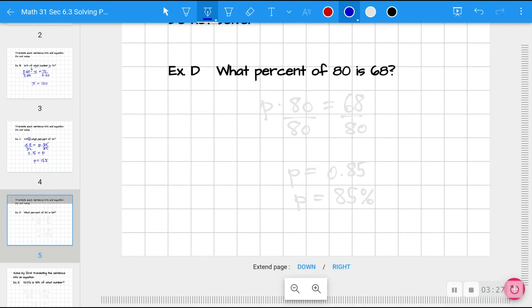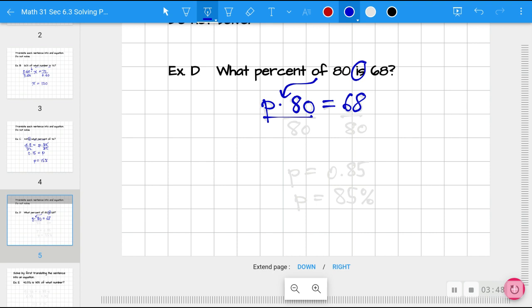Okay. What percent of 80 is 68? The equal sign is the is. So we have a 68 on the right of it. And on the left-hand side, we're looking for percent. Remember to use P when you're looking for percent. And what percent of is the times, of 80 is 68.